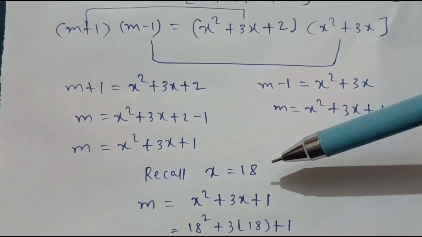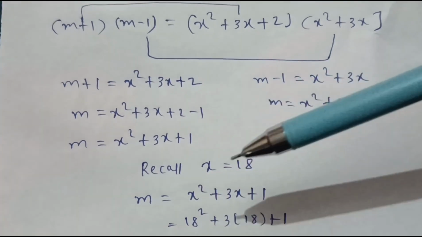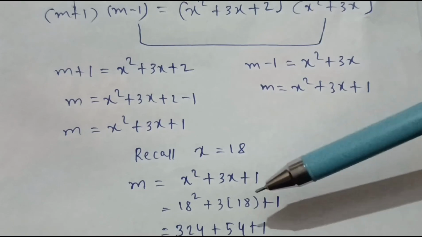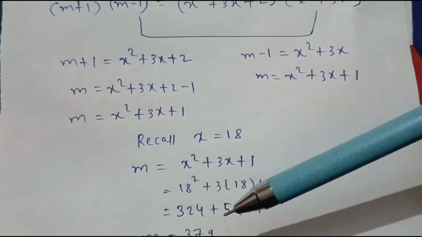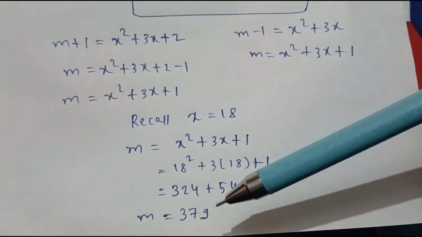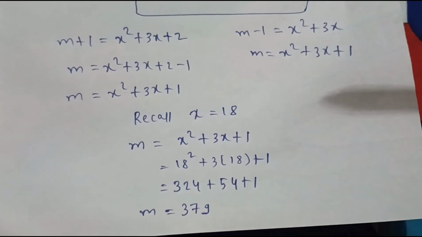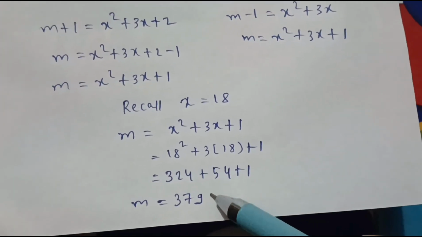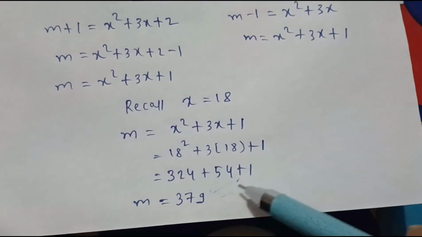Recall x is equal to 18. Put x is equal to 18 in the equation: 18 square plus 3 times 18 plus 1. 18 square we get 324. 3 times 18 is 54, plus 1 as it is. When you add these numbers, we get m is equal to 379. Therefore, that's our answer. m is equal to 379 is our answer.